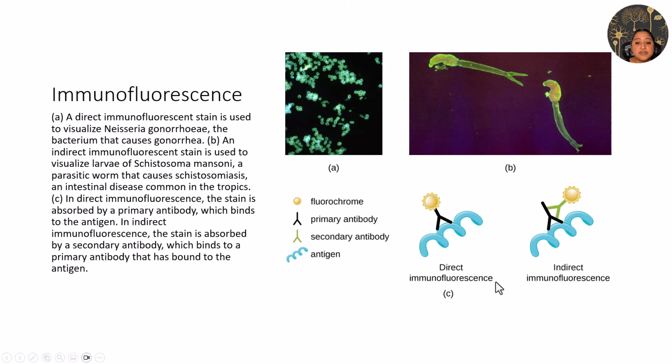And so you can do that in different ways. You can tag the thing you're looking for directly, or you can tag an antibody that normally tags that kind of thing. So those are different forms of immunofluorescence. It's like using antibodies with an attached fluorescent dye to see something.